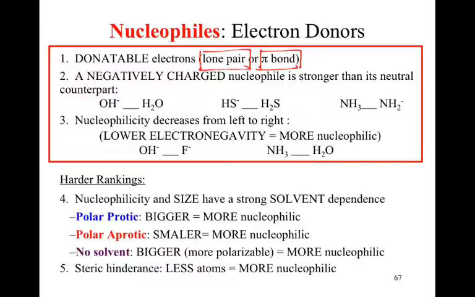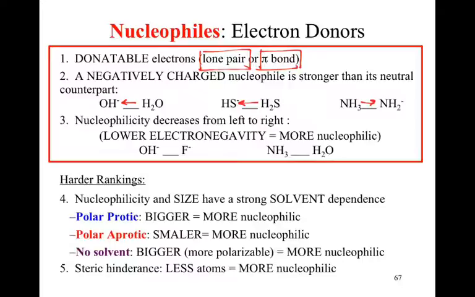So if we go through to take a look at some of these examples that we've got here, hydroxide is a better nucleophile than water because, well, it's negatively charged. Sulfide is a better nucleophile than H2S because it's negatively charged. Ammonia is a worse nucleophile than amide because, well, the amide is negatively charged. So as a general rule, it's better to be negatively charged as a nucleophile.